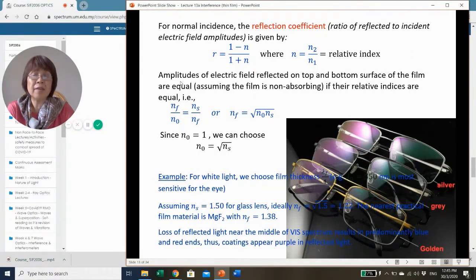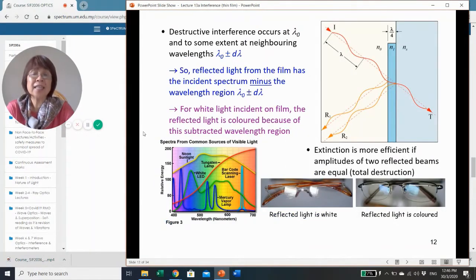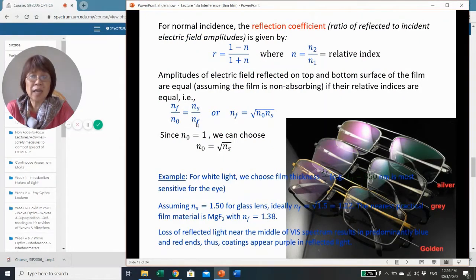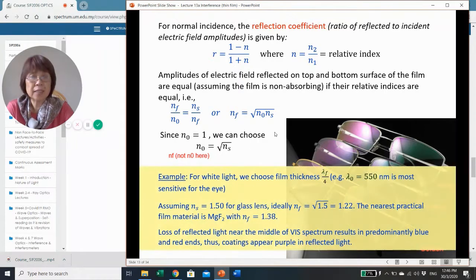So therefore, if we take the amplitudes of the electric field reflected from the top and bottom surfaces to be equal, and we assume the film to be non-absorbing, that will occur if their relative indices are equal, meaning that n f over n 0 will be equal to n s over n f. So in that case, n f will be equal to the root of n 0 times n s. Now since n 0 is 1, we can choose a suitable material with a refractive index of root of n s.